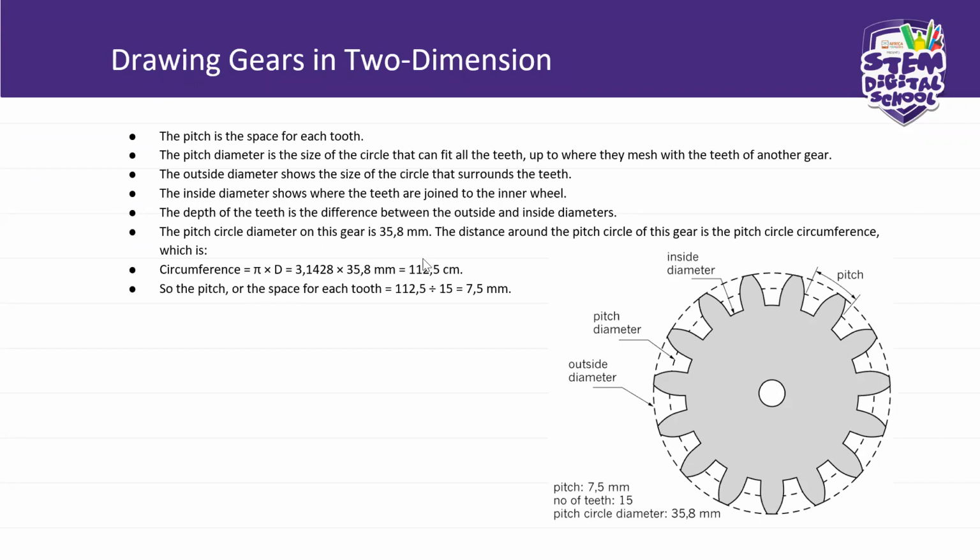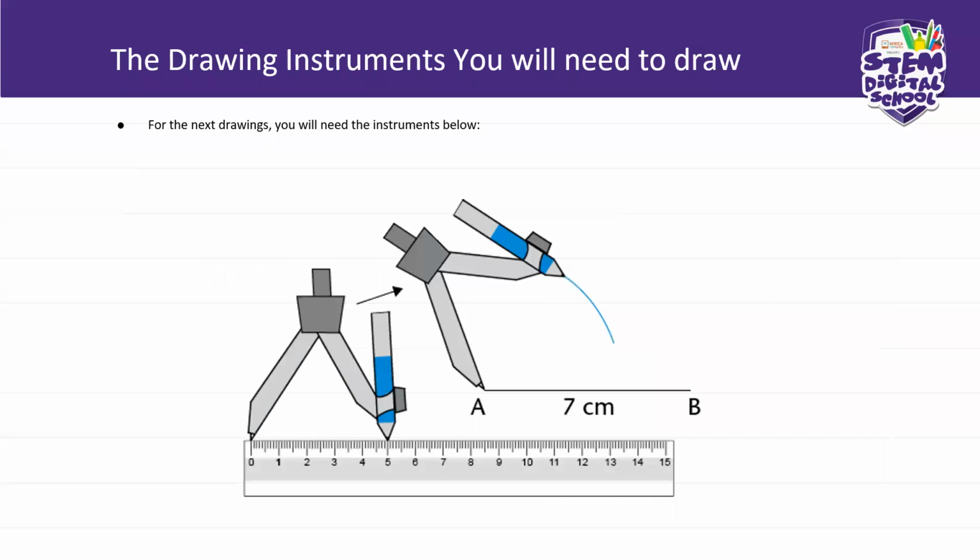In total, it will be 112 centimeters. So the pitch or the space for each tooth is 112 divided by 15, that is 7.5 millimeters. Each and every tooth here will measure 7.5. You'll be measuring 7.5 millimeters for each tooth. You try and practice this at home. Only practice gives you practical skills. So in technology, you know you have practical skills.